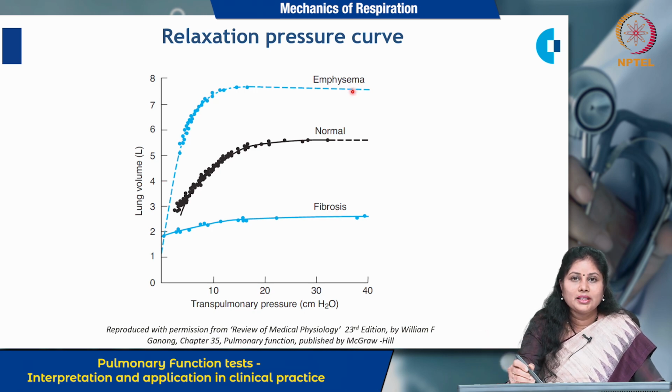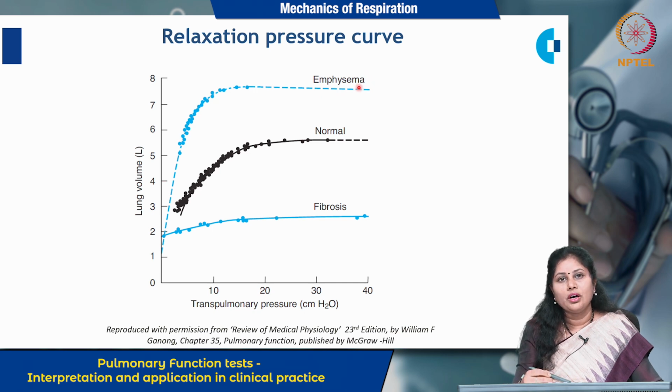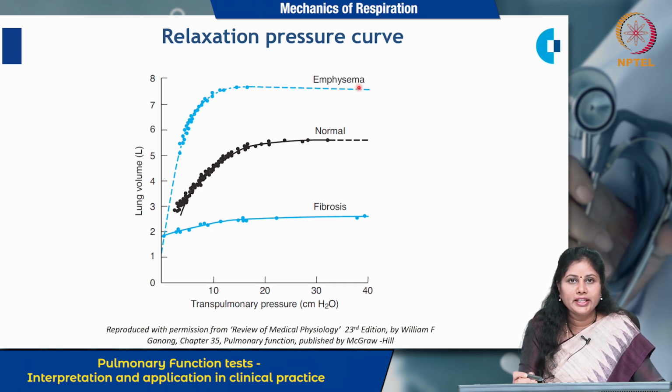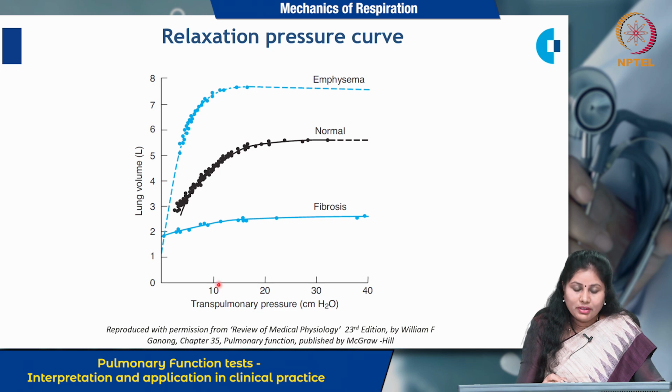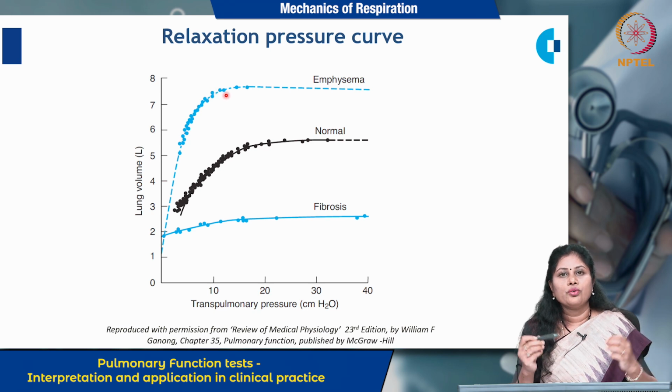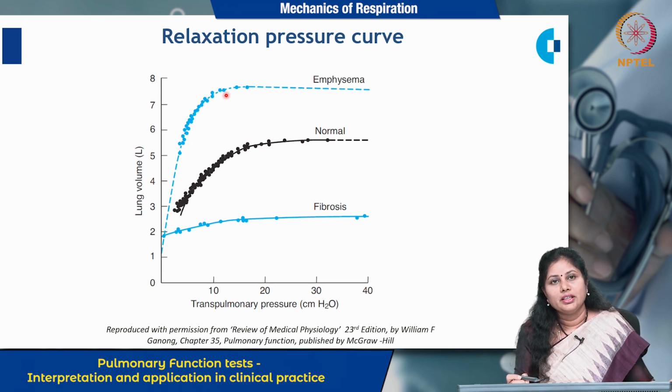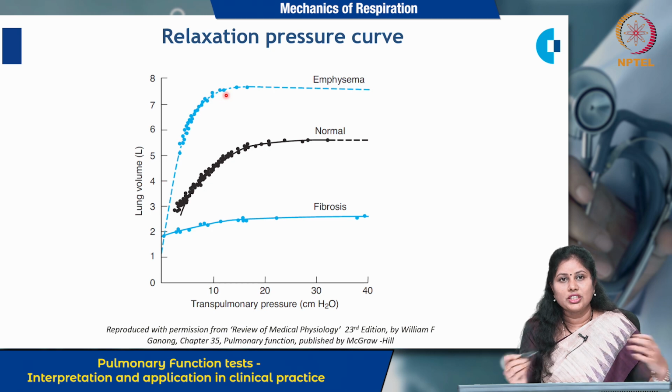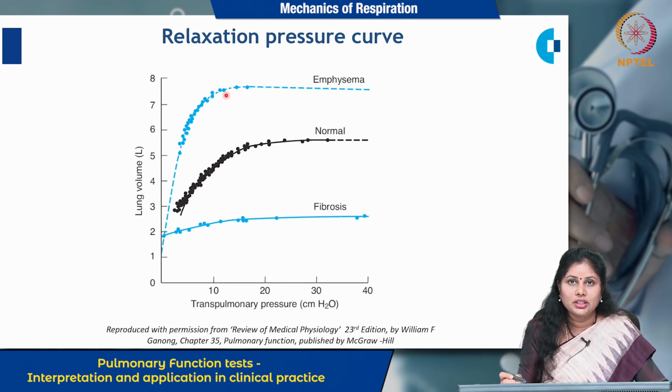Similarly, when you look at this top curve for emphysema, wherein the lungs have lost their elasticity, they are already distended. So, even with a smaller transpulmonary pressure, the volume of the lungs is greater because there is no force resisting the inflation or the stretchability. The elastance is lost. The same thing happens in cigarette smoking also.